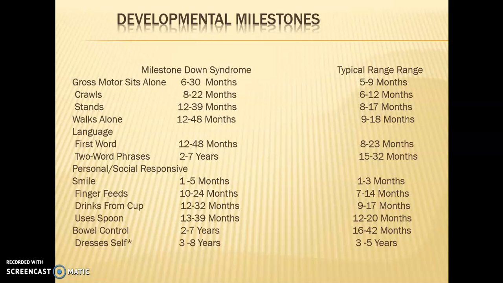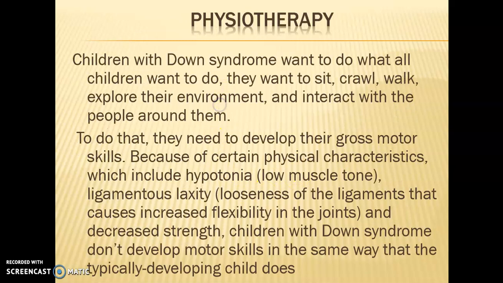Using a spoon for a Down syndrome child: 13 to 39 months, 12 to 20 months for a normally developing child. Bowel control: 2 to 7 years, 16 to 42 months for the normal child. Dressing, that is actually dressing oneself. It takes almost 3 to 8 years for the child to dress him or herself. For normally developing, 3 to 5 years.